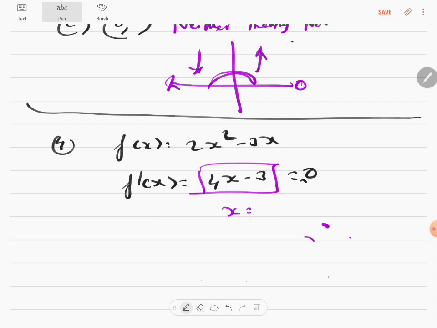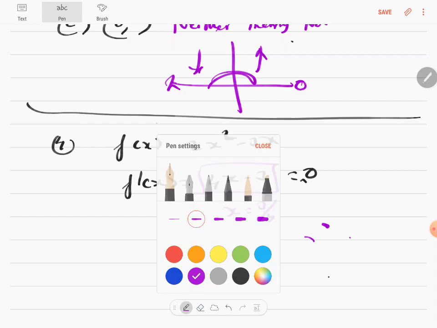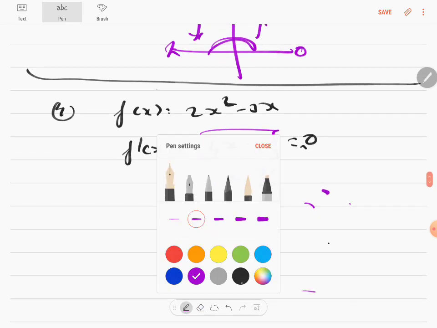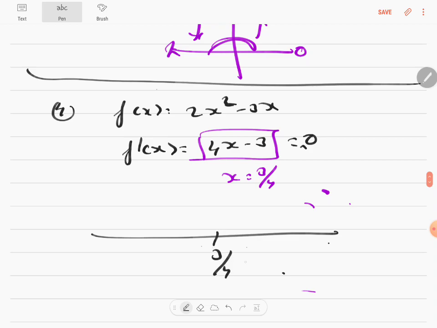So you got x is equal to 3 by 4. Now take it and substitute, or put it in the number line. Number line has got a 3 by 4. So before it, one example is 0, after it, one example is 1. Substitute it in this slope.